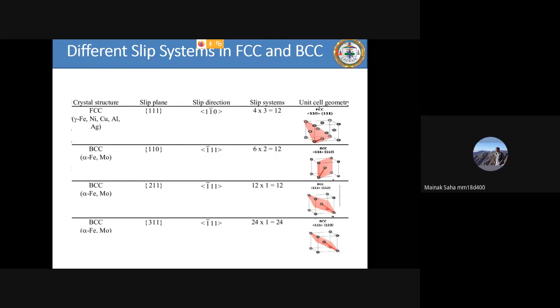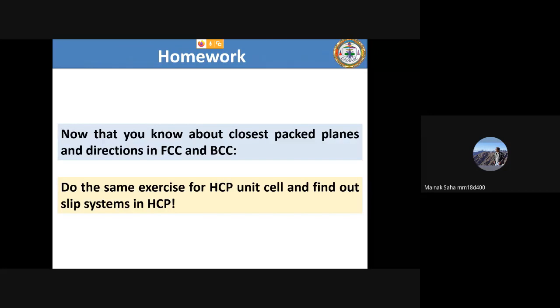Now your homework is as follows. About all this in FCC and BCC, you have to do the same exercise for the HCP unit cell and find out what the slip systems in HCP are. That's the homework. You were already taught how to draw an HCP unit cell, so that is not a problem for you. This is also available in many textbooks. But first read about them, understand them, and then do it, because in finals you might get questions not as straightforward as this.